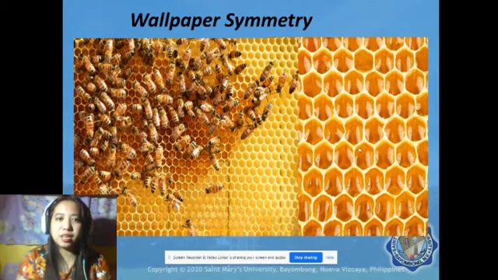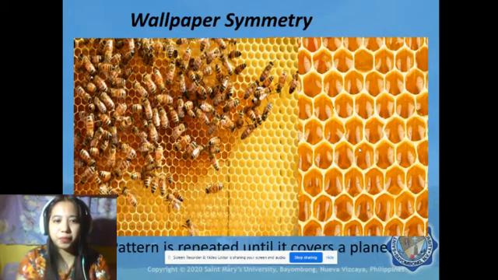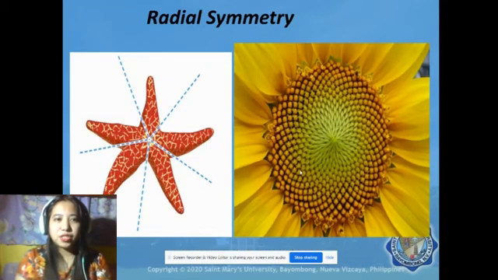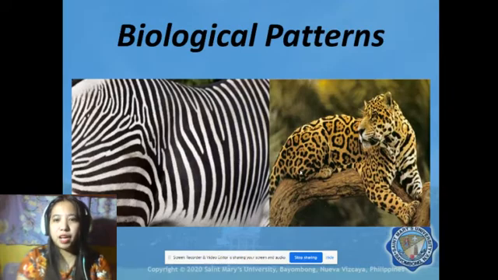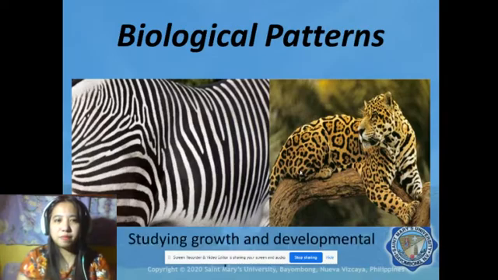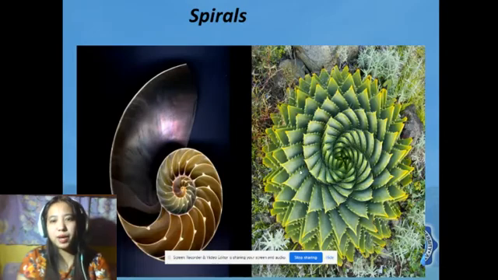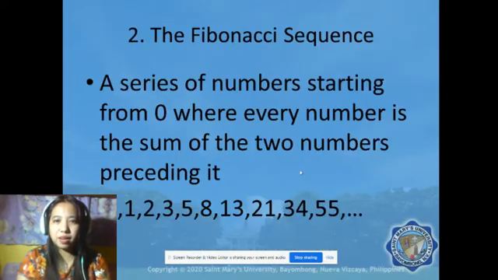Wallpapers or symmetry. So for the honeybee, it is repeated until it covers a plane. It is a pattern. We also have the radial symmetry, a circular symmetry, and fractal symmetry, which is composed of smaller copies of themselves. Biological patterns, so patterns of these animals, studying growth and development. We have also the spirals.